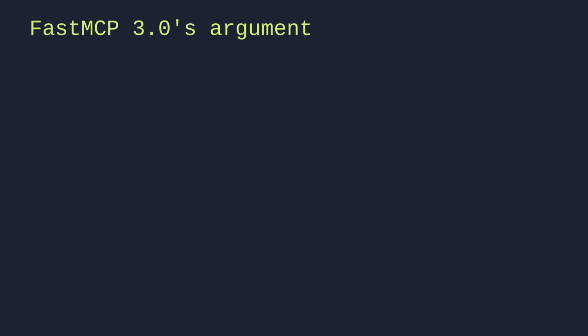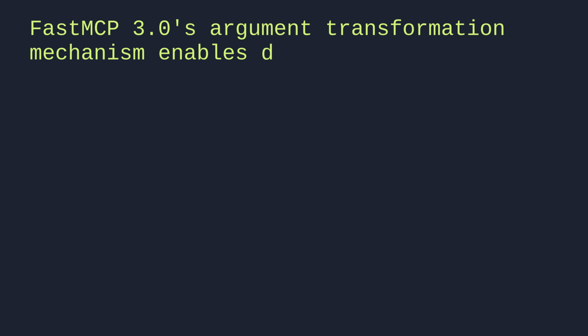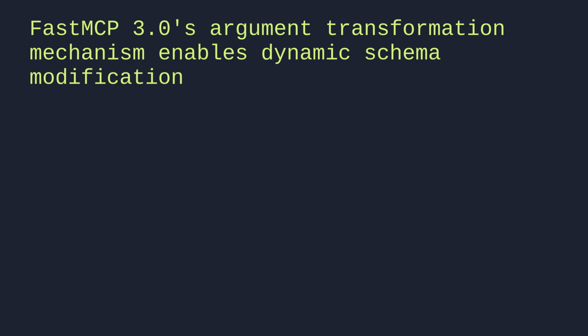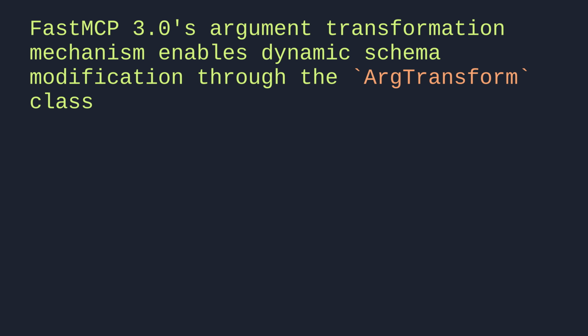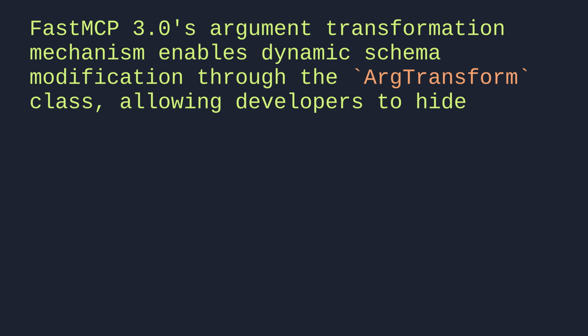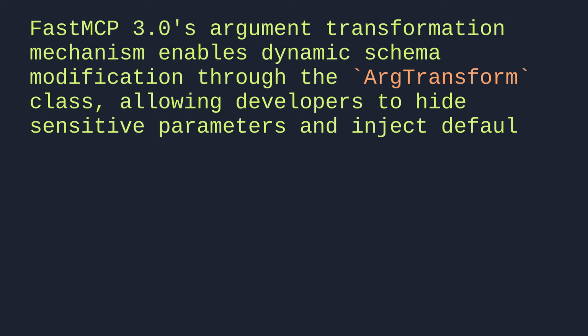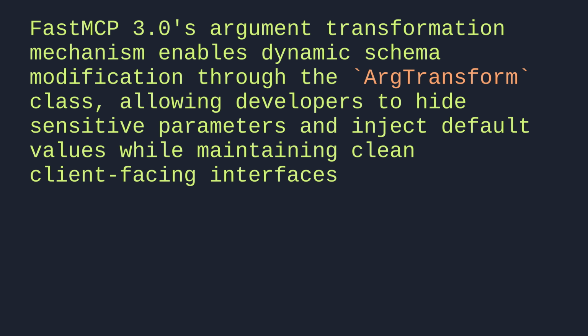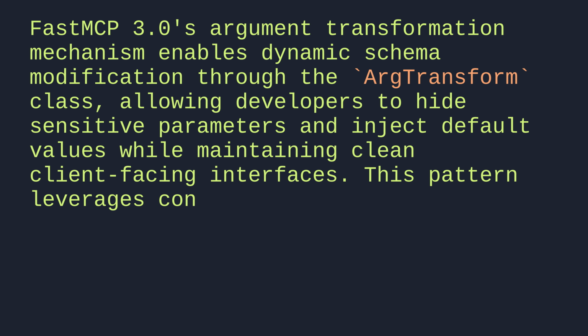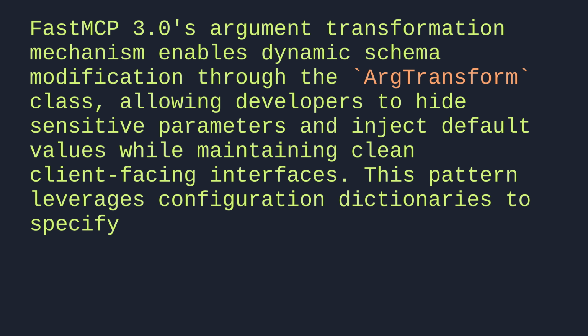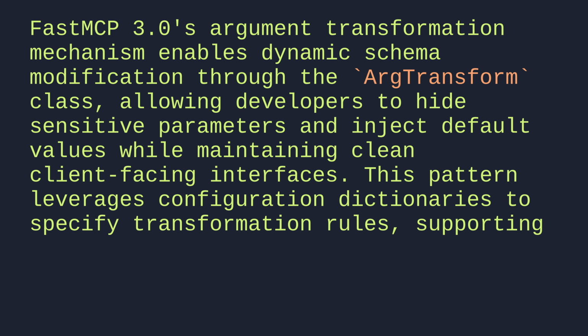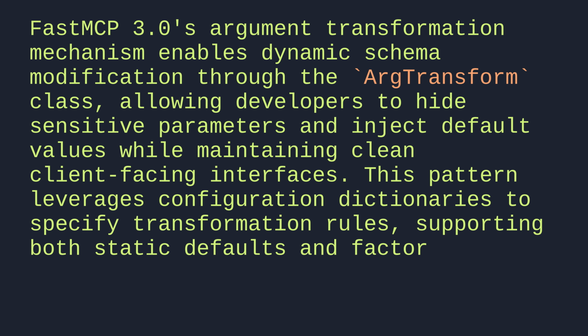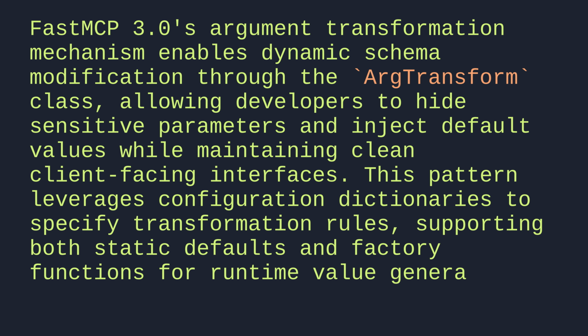FastMCP3's argument transformation mechanism enables dynamic schema modification through the ArgTransform class, allowing developers to hide sensitive parameters and inject default values while maintaining clean client-facing interfaces. This pattern leverages configuration dictionaries to specify transformation rules, supporting both static defaults and factory functions for runtime value generation.